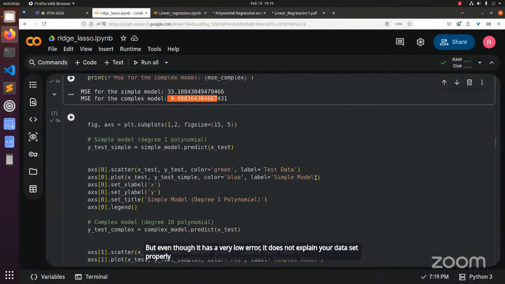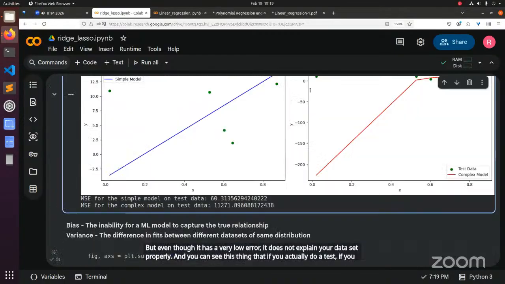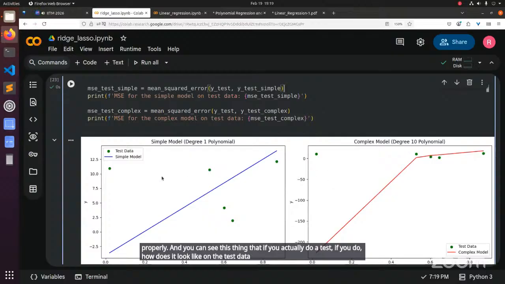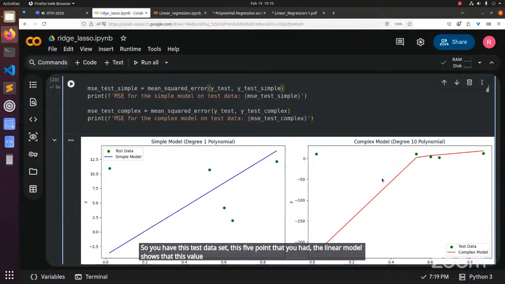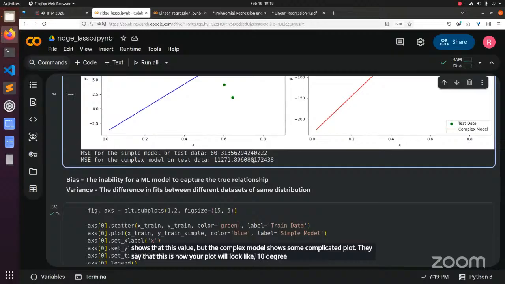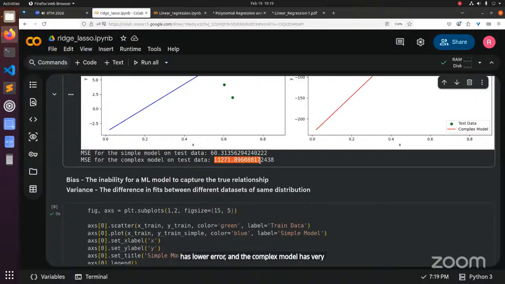And you can see this if you actually do a test. How does it look on the test data set? So you have this test data set, these 5 points that you had. The linear model shows this value, but the complex model shows this complicated plot. It says, oh, this is how your plot will look, a 10-degree polynomial. And you can see the simple model on test data has low error, and the complex model has very high error on the test data.